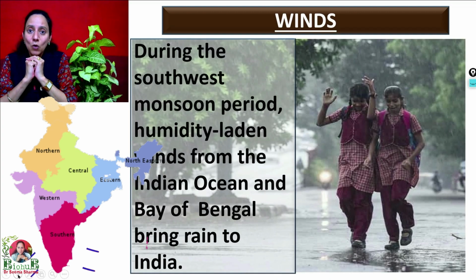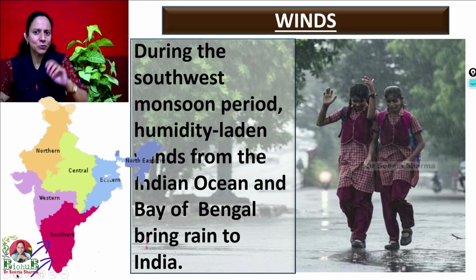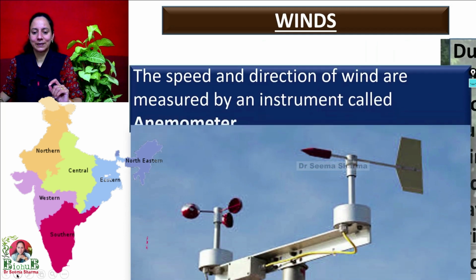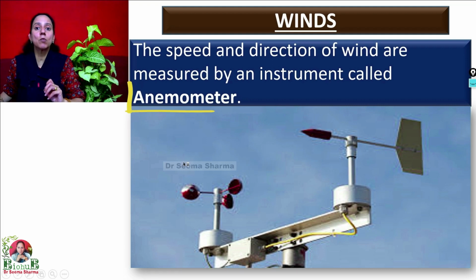During the southwest monsoon period, humidity-laden winds from the Indian Ocean and Bay of Bengal bring rain to India. Now, students, coming to the instrument which can be used to measure how fast the wind is blowing. The speed and direction of wind are measured with the help of an instrument called an anemometer.